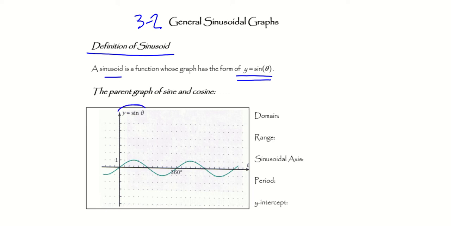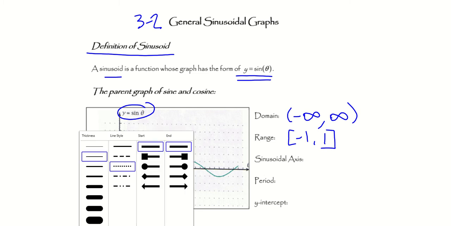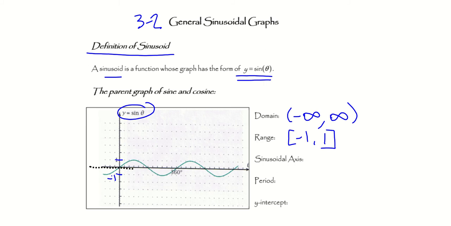Here's the graph of y equals the sine. It's a wave. Its domain is negative infinity to infinity, so it continues forever to the left and forever to the right. Its range goes from -1 to +1, never going any lower nor any higher than -1 and 1. Its sinusoidal axis is the line that cuts through the middle of this graph horizontally. So if I come right through here, that is my sinusoidal axis. So its sinusoidal axis is the line y equals 0.